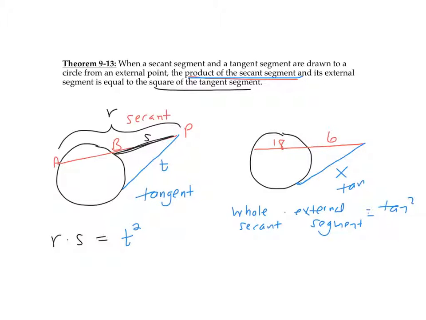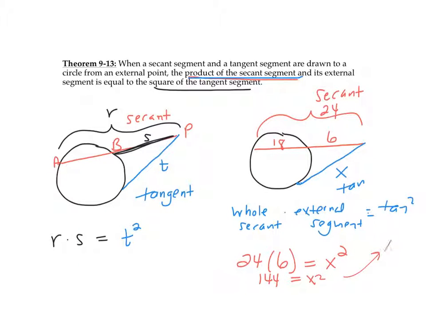Okay, and again, this whole distance is our secant. So take a second and find that whole length just by adding those two together. We've got 24. So we're going to do 24, the length of the whole secant, times 6, the length of the external segment, and that's equal to our tangent squared. So it'll be equal to x squared. Well, 24 times 6, luckily enough, is 144, equals x squared. And when you take the square root, you just come up with x equals 12.